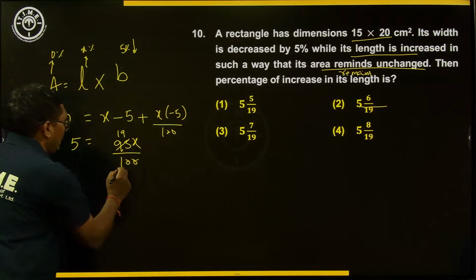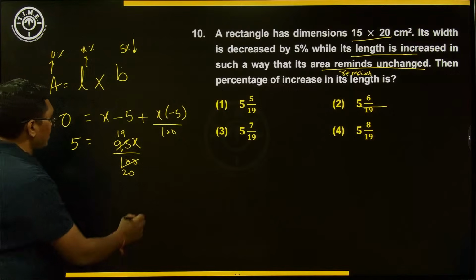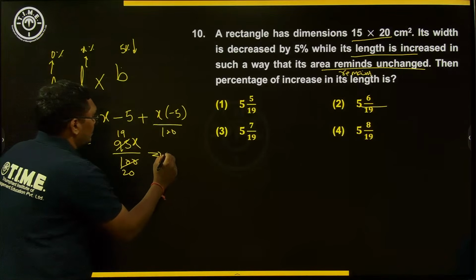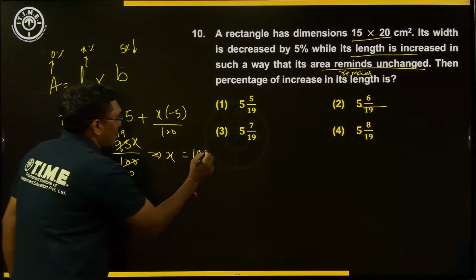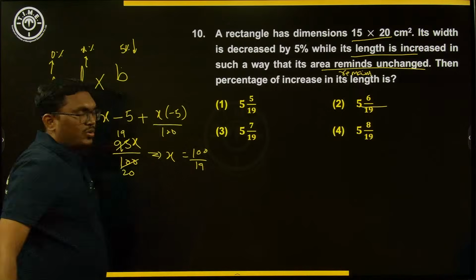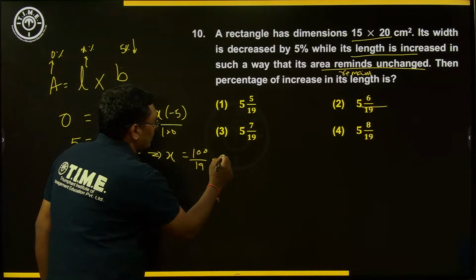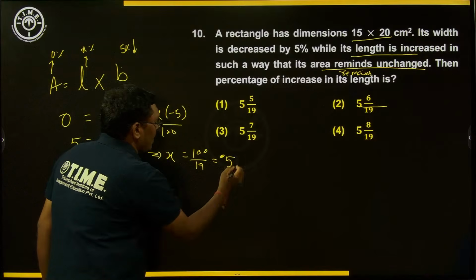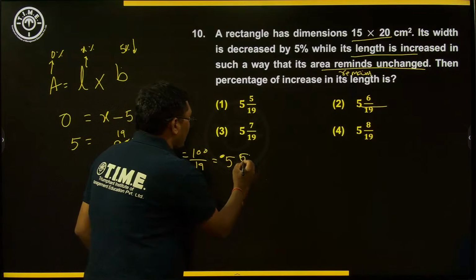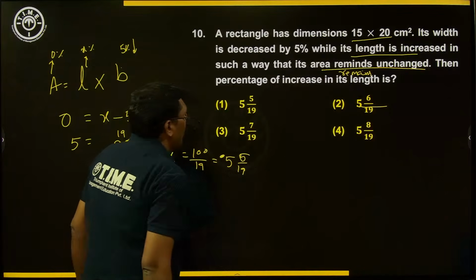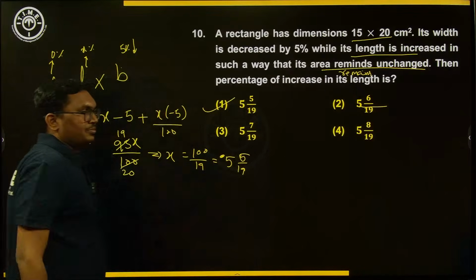5 19s are 95 and 5 20s are 100. So ఇంకా దీన్ని ఫర్దర్ సింప్లిఫై చేస్తే ఏమొస్తుంది? x is equal to 100 by 19. So 100 by 19 is 19 5 times, 19 5 times is 95 and remainder is 5. So 5 by 19. So our answer is choice 1, right?